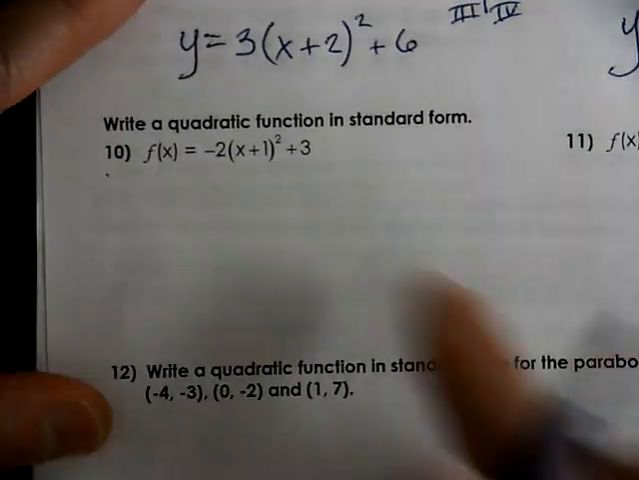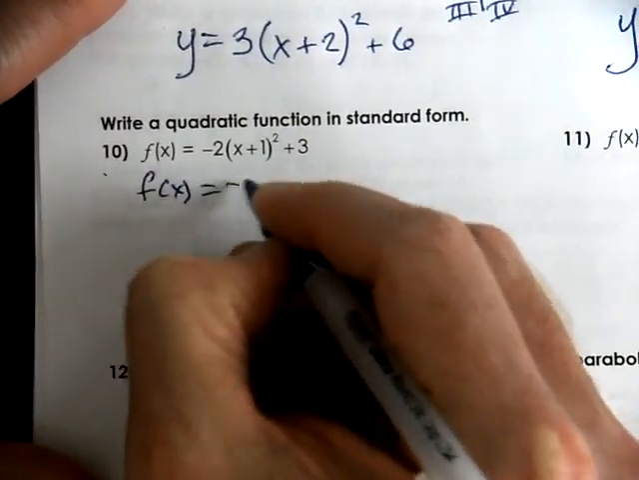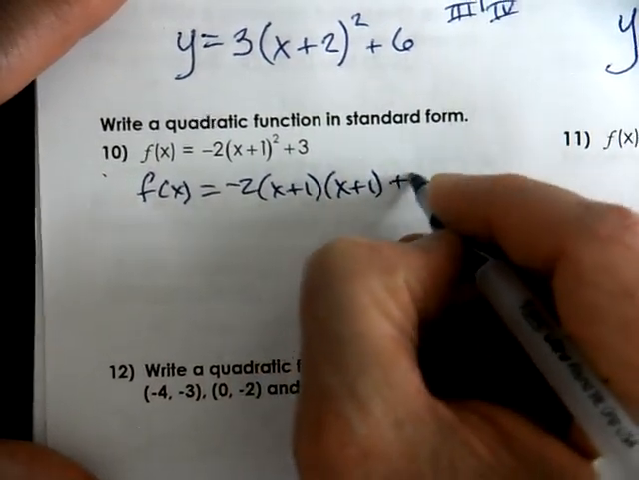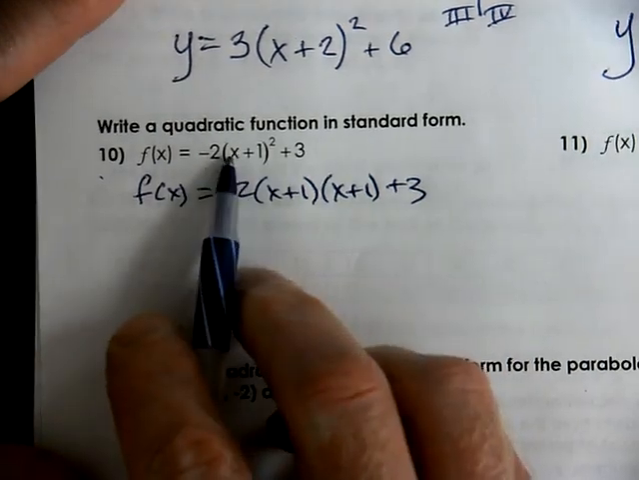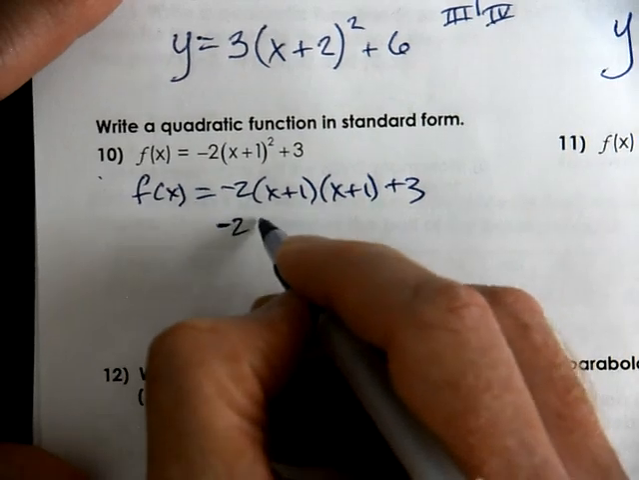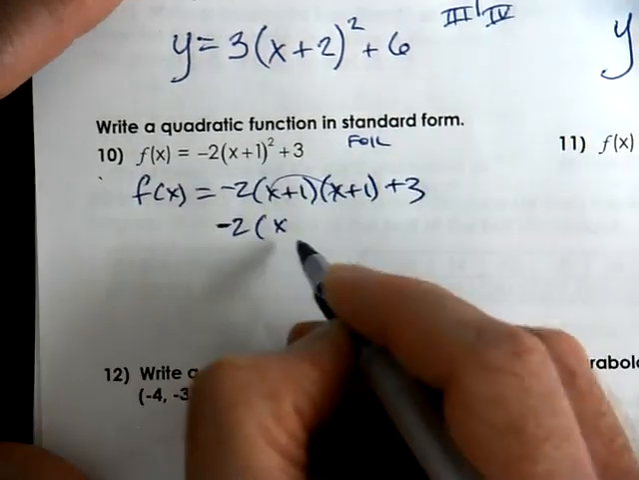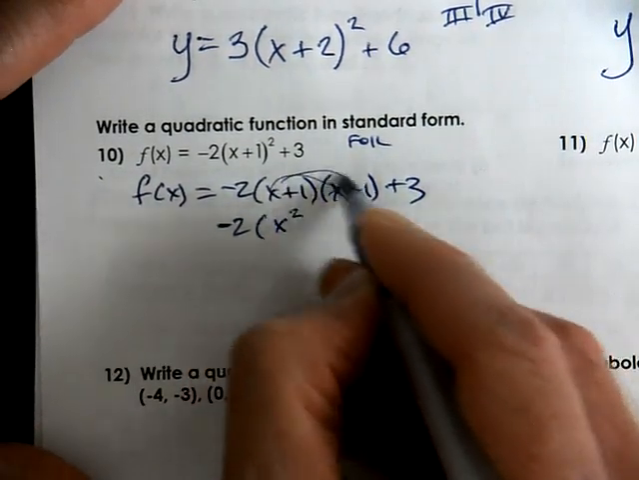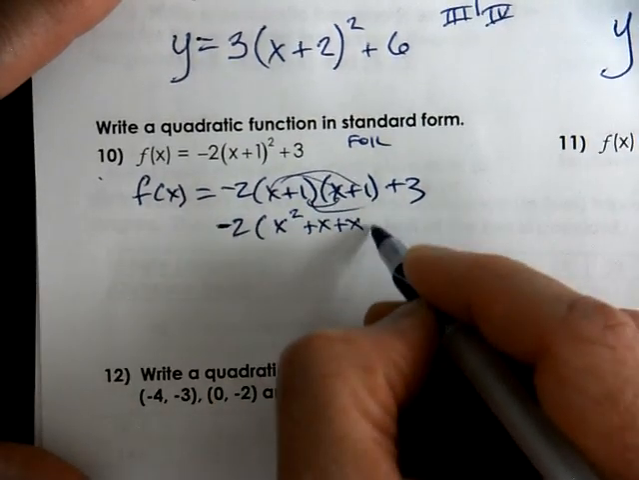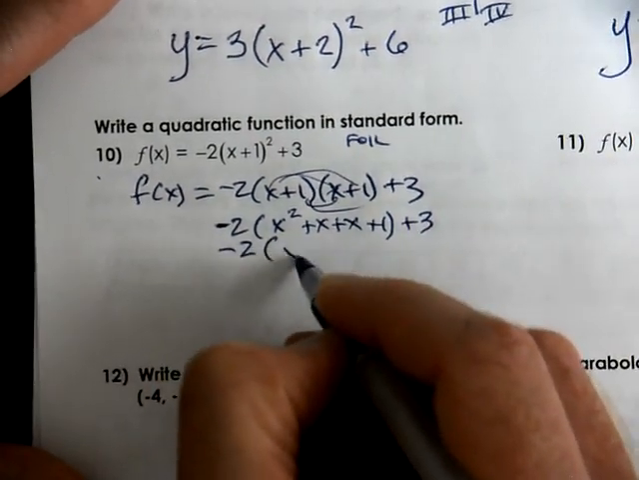We're going to convert this into standard form. So the first thing we need to write is our x plus 1 squared must be written twice. So this becomes x plus 1 times x plus 1. We use FOIL. X times x is x squared. X times 1 is x. 1 times x is x. 1 times 1 is 1. We'll collect our like terms.